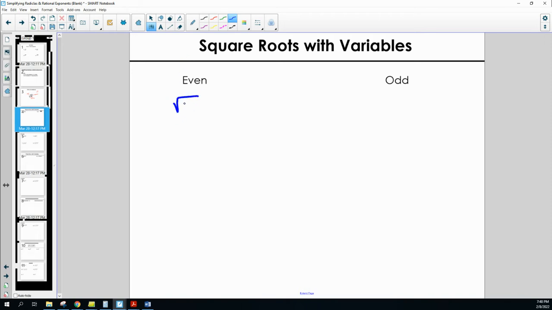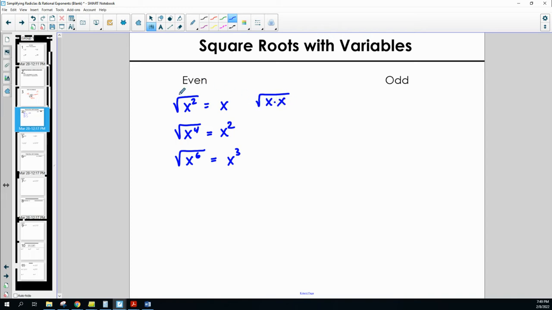So if we have the square root of x squared, that would simplify to be x. Square root of x to the fourth would be x squared. Square root of x to the sixth would be x to the third. Now, if you're not sure how to get this, we can think about writing it out and then circling our pairs. So if I have the square root of x squared, for instance, there's two x's inside, x times x.